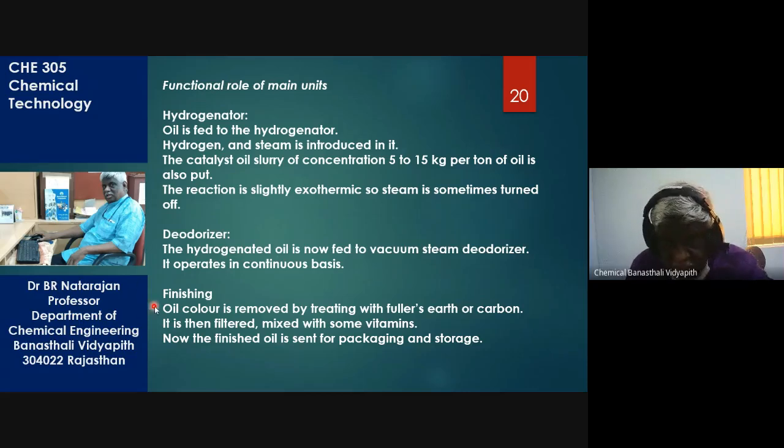Okay, then comes finishing. Finishing is where oil color is removed. That is, sometimes the oil looks dark colored and very thick dark, let's say even. Right? Oil color is removed by treating with Fuller's earth or carbon, activated carbon. It is then filtered, mixed with some vitamin. Now the finished oil is sent for packing and storage.